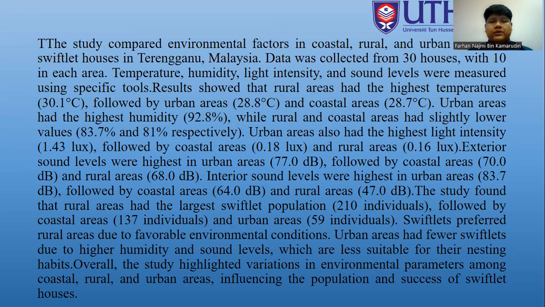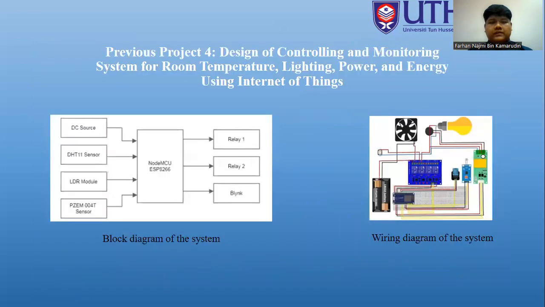Data was collected from 30 houses, with 10 in each area. Temperature, humidity, light intensity, and sound levels were measured using specific tools. Results show that the rural area had the highest temperature, followed by the urban area and the coastal area. Urban areas had the highest humidity, while rural and coastal areas had slightly lower values. Urban areas also had the highest light intensity, followed by the coastal area and the rural area.